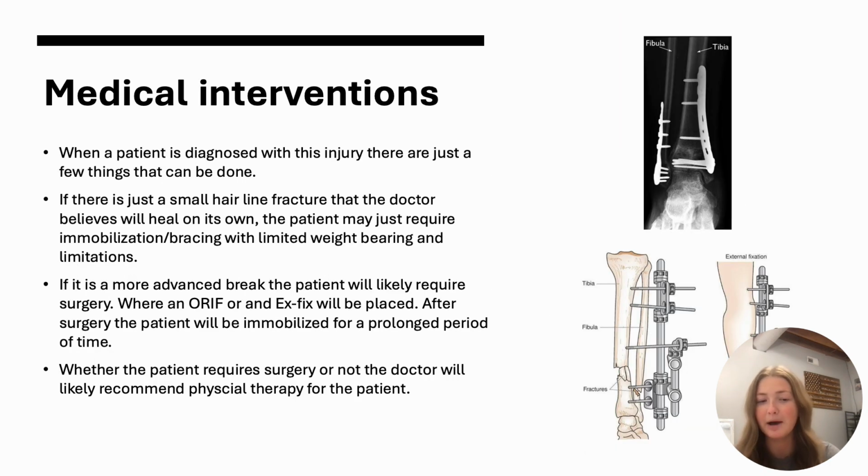So now let's talk about medical interventions that the patient may receive. When a patient is diagnosed with this injury, typically after an x-ray or an MRI, there are a few things that can be done. If it's just a small hairline fracture, the doctor may believe that it will heal on its own. So the patient may just require immobilization or a brace and may have limited weight-bearing status or other limitations. And if it's a more advanced break, the patient will likely require surgery.